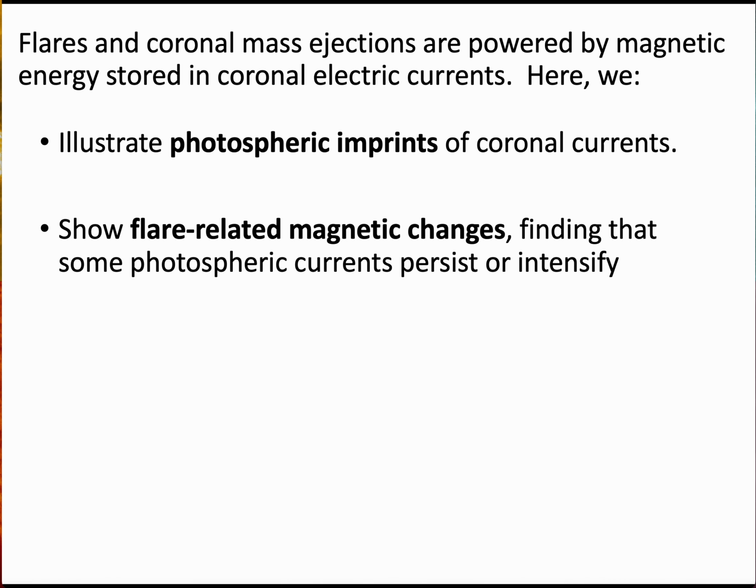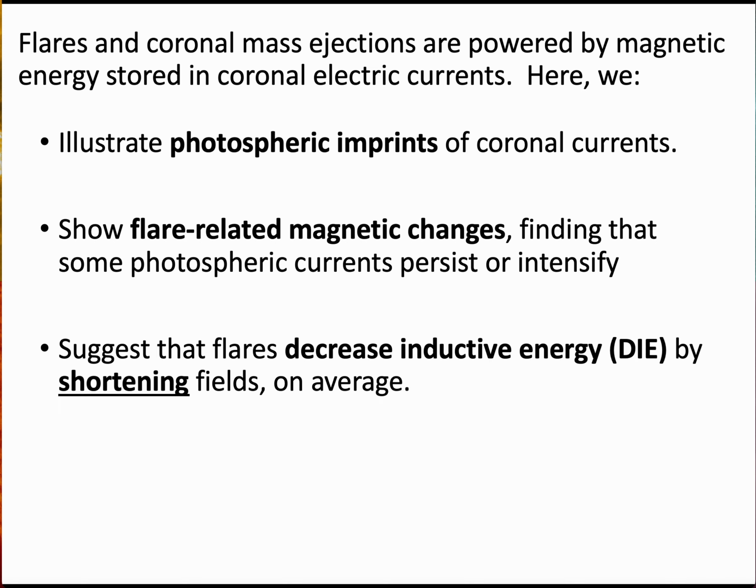I want to show some flare-related magnetic field changes, and these will show that photospheric currents either persist or intensify, which means that currents are not eliminated by the flares, so we have to account for how energy stored in currents decreases in flares. We propose that that happens by, on average, shortening fields, which lowers their inductive energy.